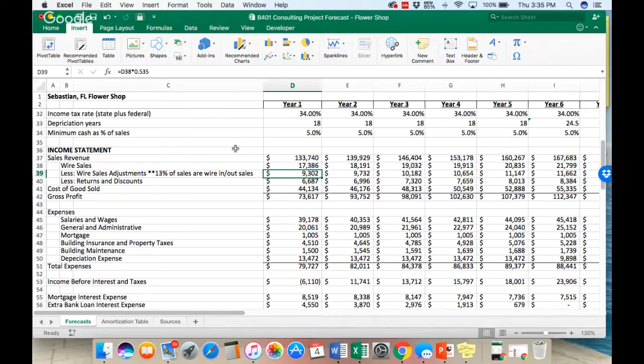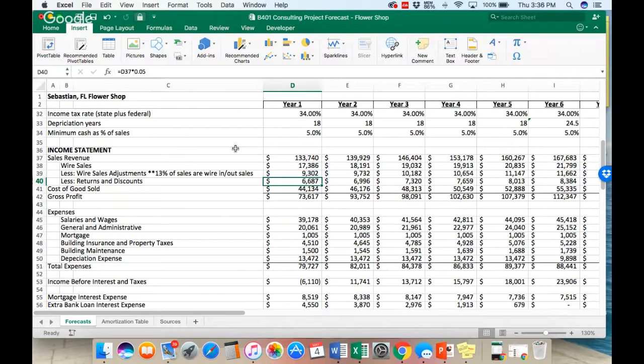In order to make sure we get the correct gross profit, we had to multiply the wire sales by the amount of revenue received from the wire sales, because when you do wire in, you only get 73% of the sales, and when you do wire outs, floral shops only get 20%. So we combined those to get an average revenue of 53.5% based on the 13% of sales. That's how we got our wire sales adjustments, and we subtract that number from our sales revenue in order to get our gross profit.